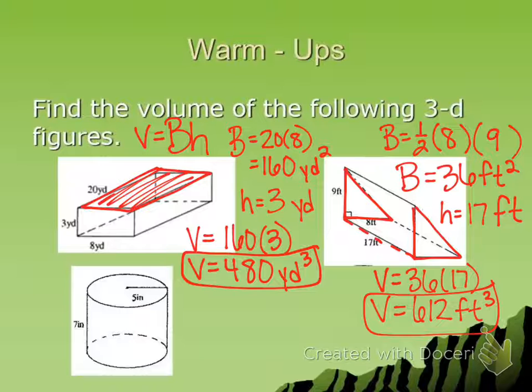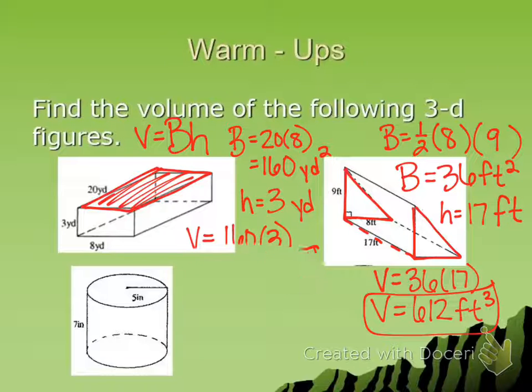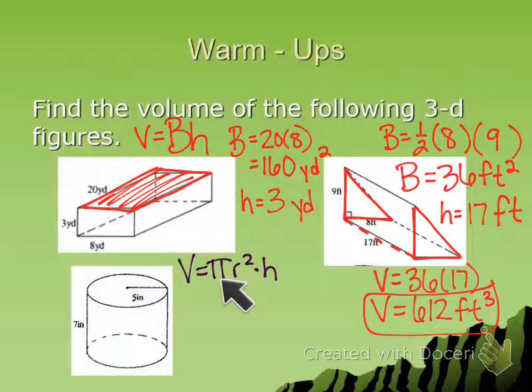All right, on our last one, what type of solid do we have? A cylinder. So how do we find the volume of a cylinder? Pi r squared times what? H, good. It's still the area of the base times the height. The only difference really is that our base is a circle. So we just go ahead and use the area of a circle instead of using a capital B.